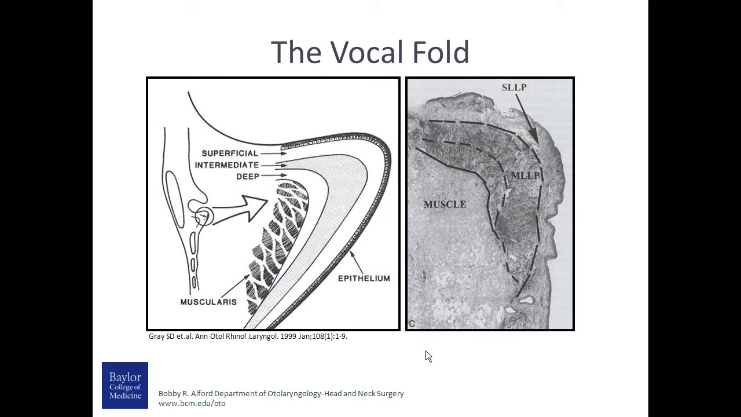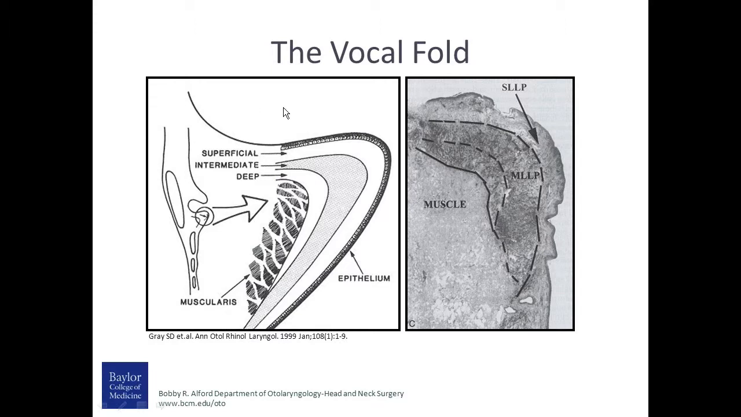All right, so the vocal fold itself is actually comprised of a multi-layered structure. This is a coronal view of a vocal fold. This is the expanded view. You can see here's the true vocal fold, the ventricle we talked about, and the false vocal fold on top.